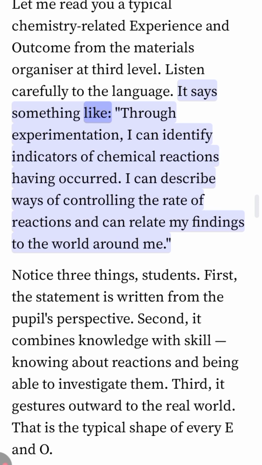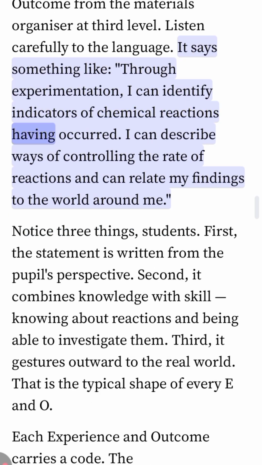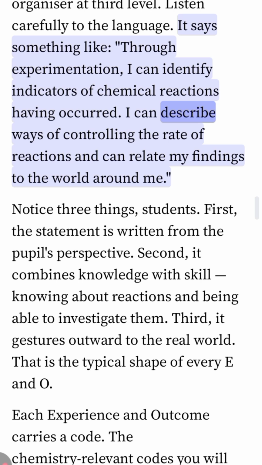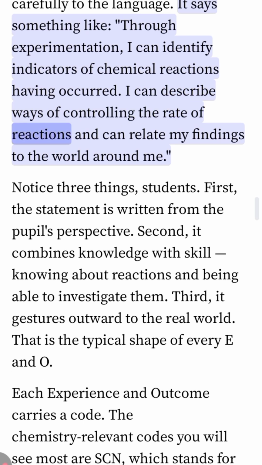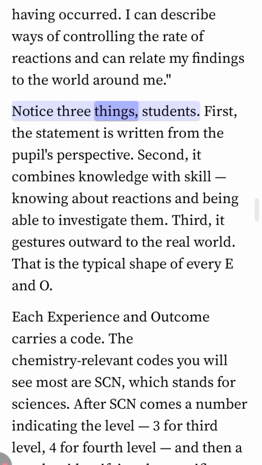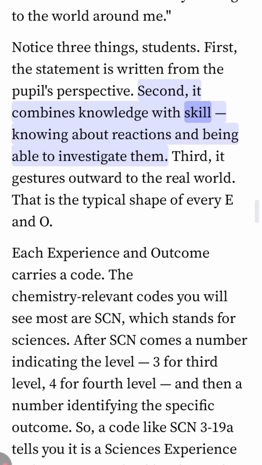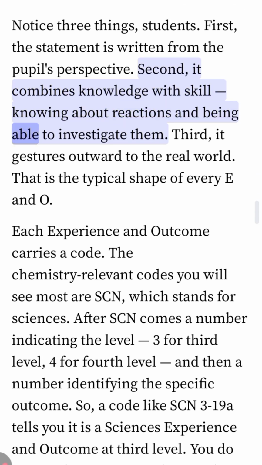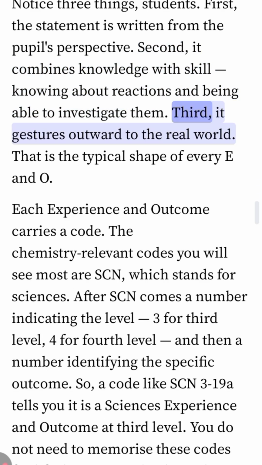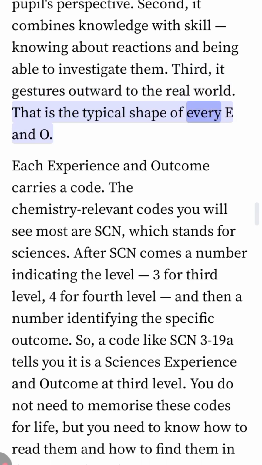It says something like, "Through experimentation, I can identify indicators of chemical reactions having occurred. I can describe ways of controlling the rate of reactions and can relate my findings to the world around me." Notice three things, students. First, the statement is written from the pupil's perspective. Second, it combines knowledge with skill, knowing about reactions and being able to investigate them. Third, it gestures outward to the real world. That is the typical shape of every E and O.